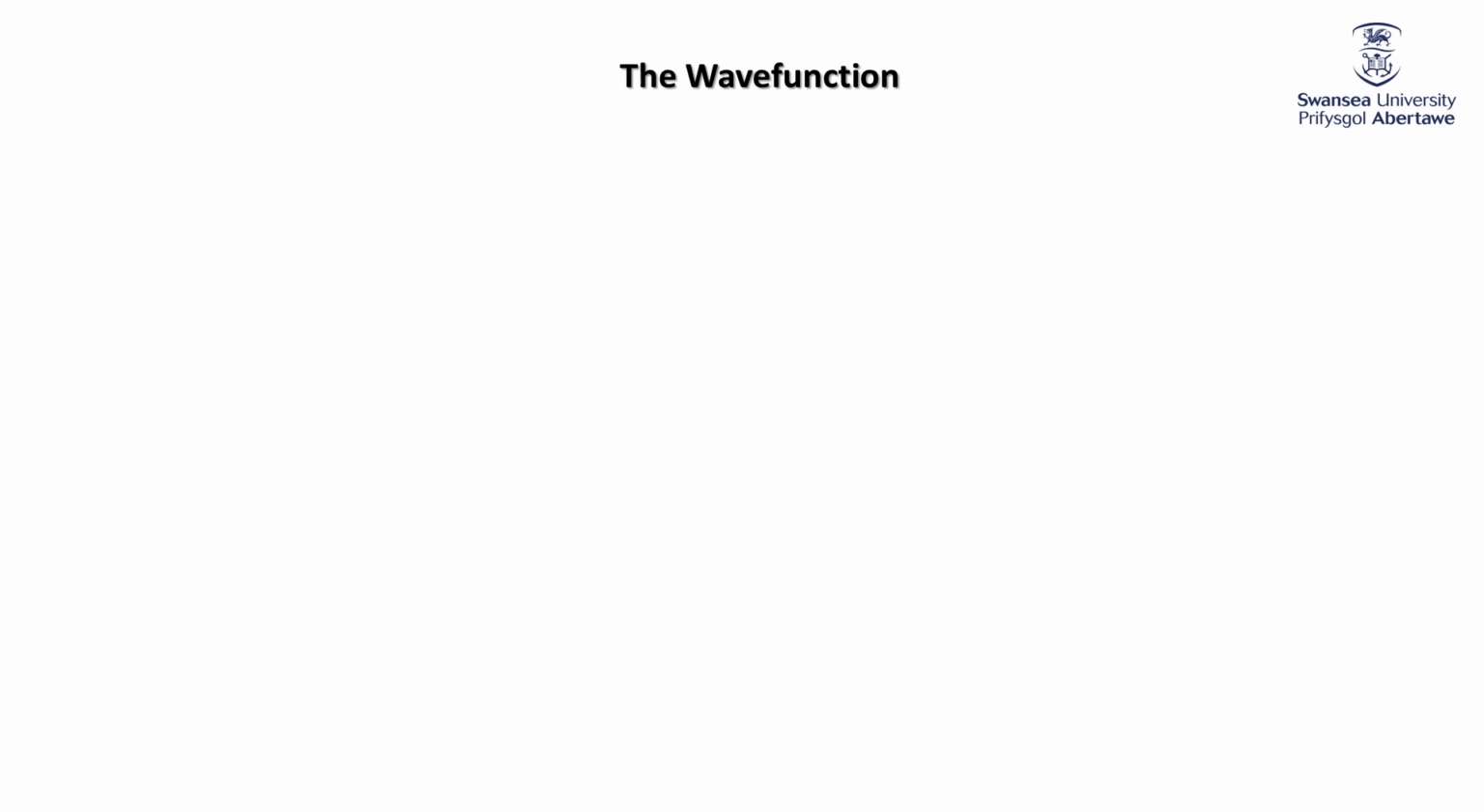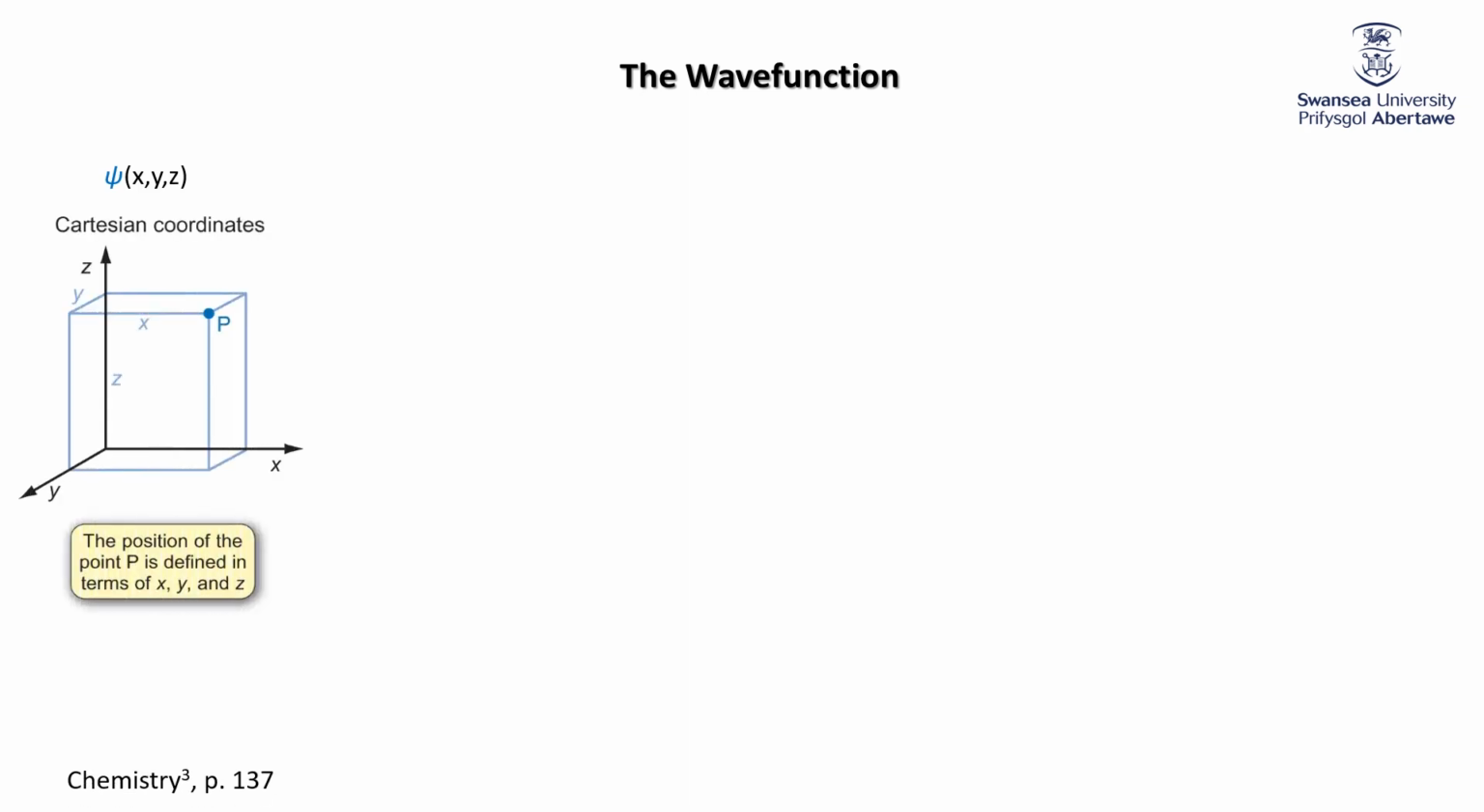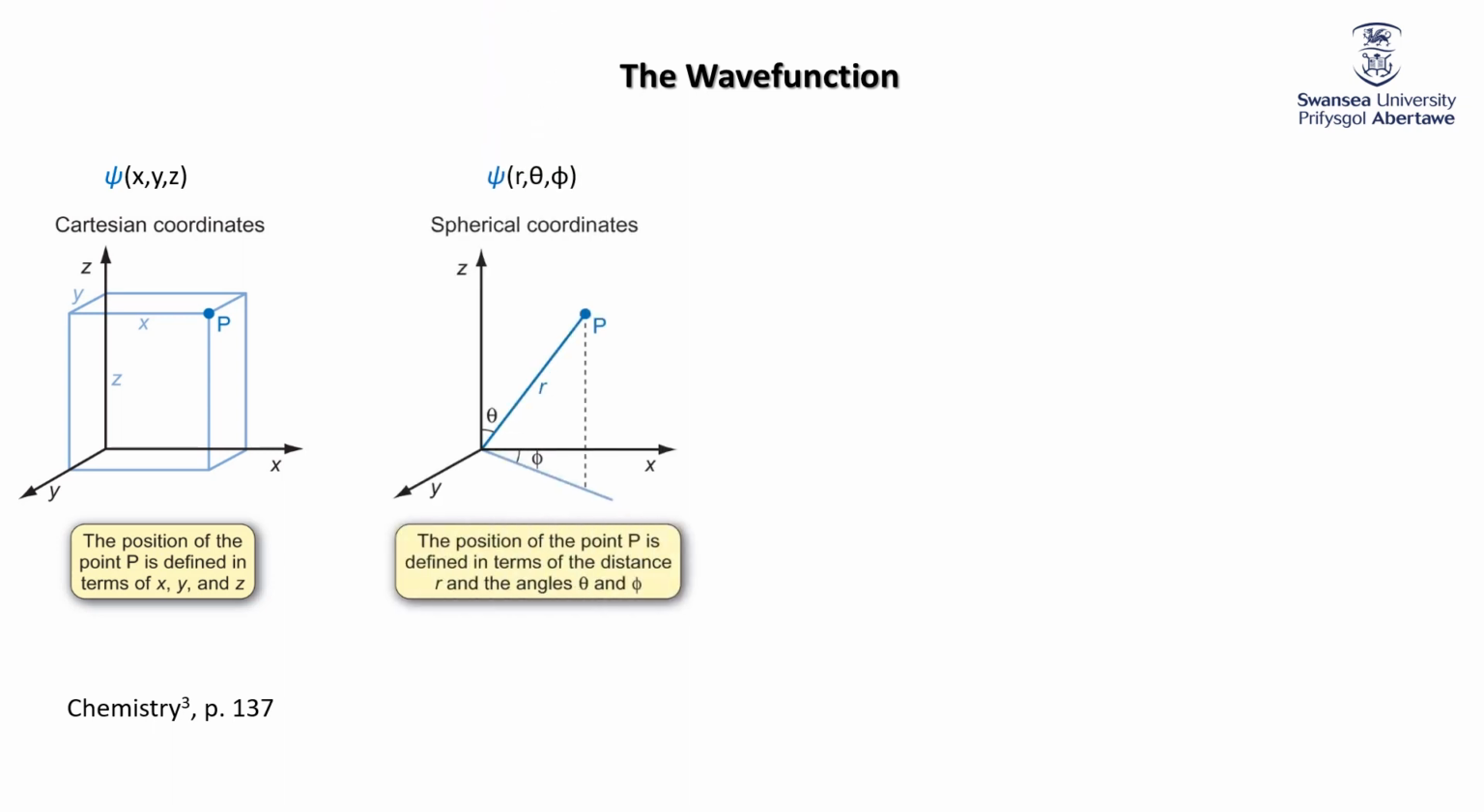So, the wave function, what is it? Well, it's a mathematical function that describes the properties of the electron. Now, everything I've done up till now, we've talked about in terms of x, y, z, right? Cartesian coordinates. And of course, that's what you're much more familiar with. However, when we're talking about the wave function, it is far more convenient for us to use so-called spherical coordinates.